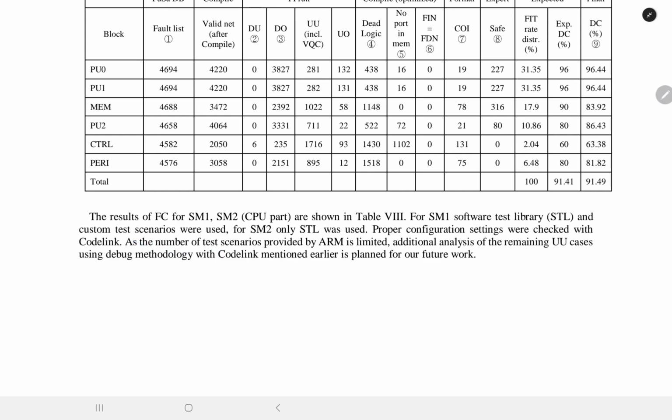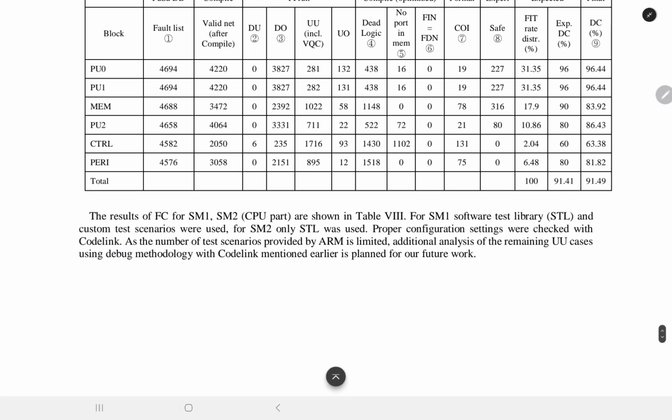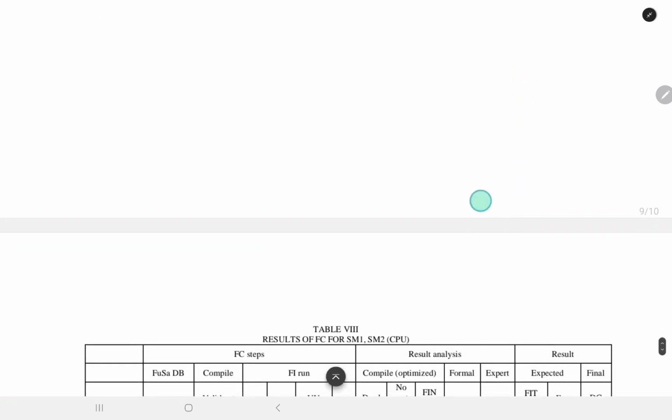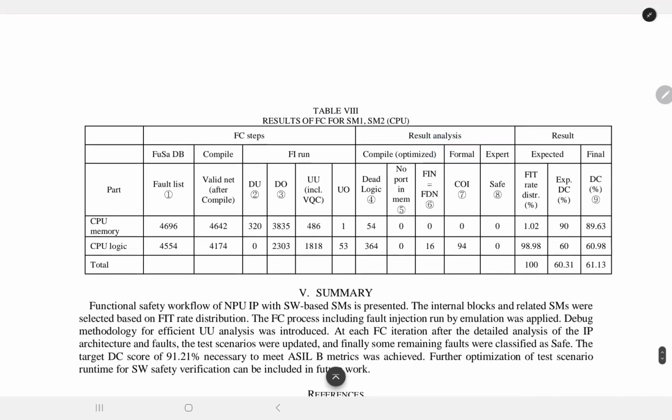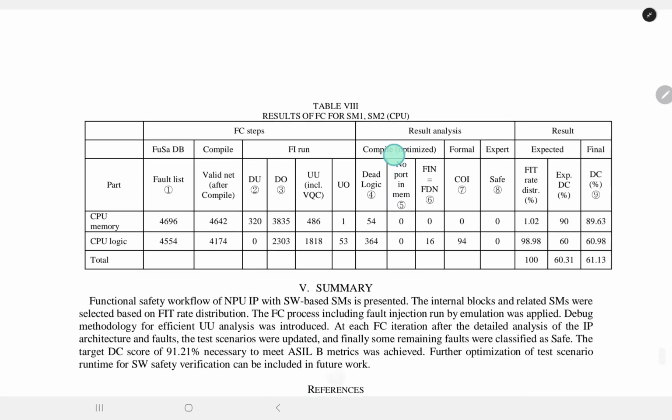As the number of test scenarios provided by ARM is limited, additional analysis of the remaining CPU cases using the debug methodology with code mentioned earlier is planned for our future work. Table 8. Result of the FC for SM1 and SM2.